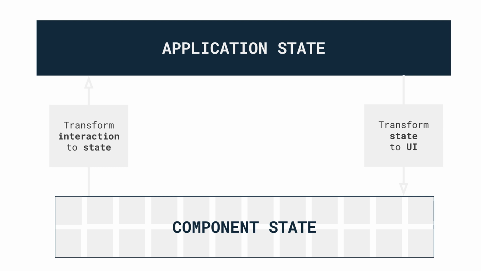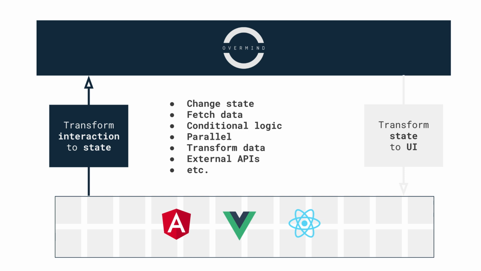But managing state is not only about storing and changing it. We fetch data from the server, we run conditional logic, we run logic in parallel, we transform data, we talk to the APIs of the tools we install. At the end of the day, all these things typically result in state changes, which is why Overmind considers them part of state management. That means Overmind is not only about storing and changing our state values, it is also about structuring code and running side effects.